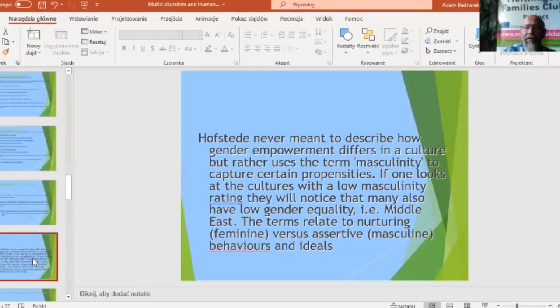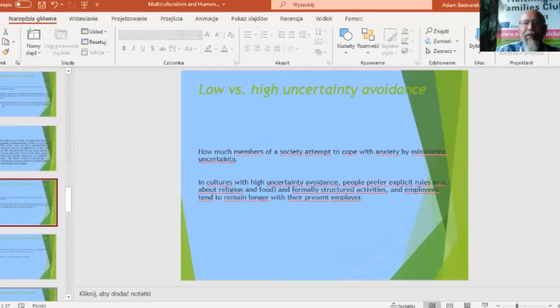So the terms relate to nurturing, and I think that's a much better term that we could use nowadays: nurturing cultures versus assertive cultures. So this is much more complex, and again should be understood on this level of aggression versus building, destruction versus nurturing, etc.